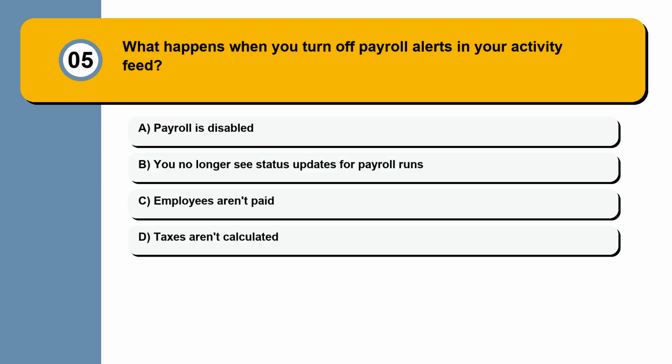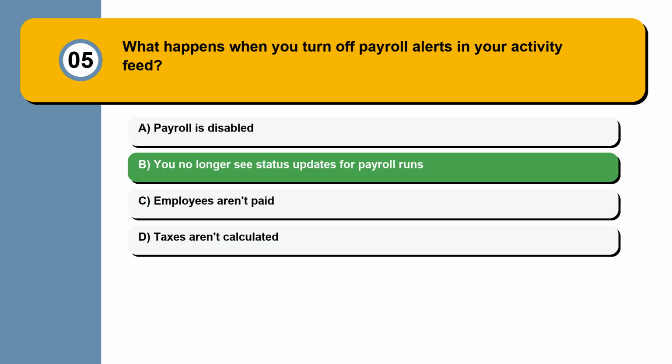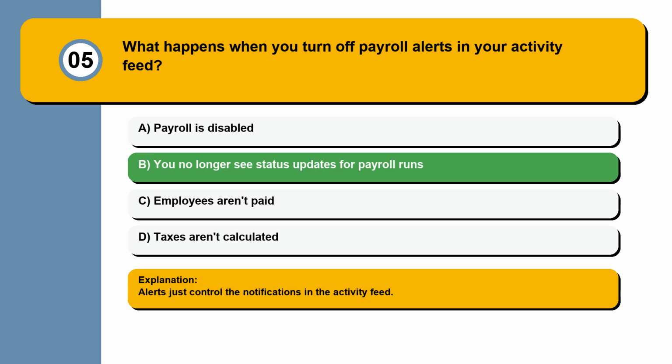Question 5. What happens when you turn off payroll alerts in your activity feed? Payroll is disabled. You no longer see status updates for payroll runs. Employees aren't paid. Taxes aren't calculated. Alerts just control the notifications in the activity feed.